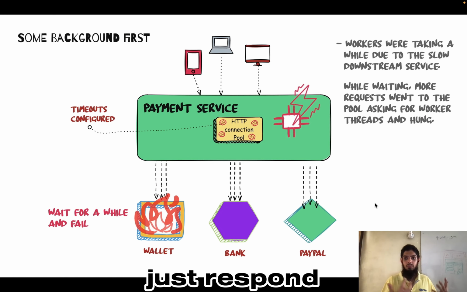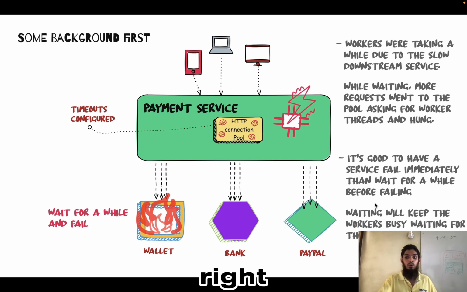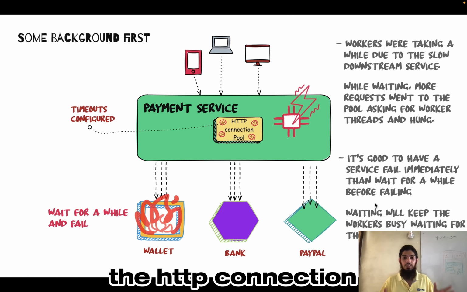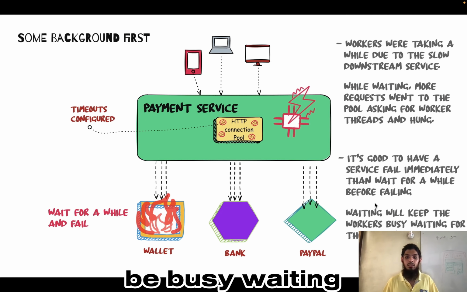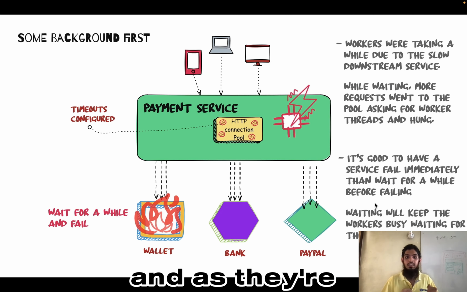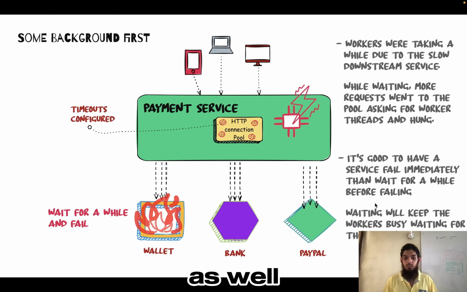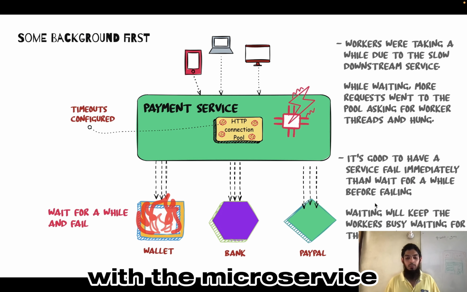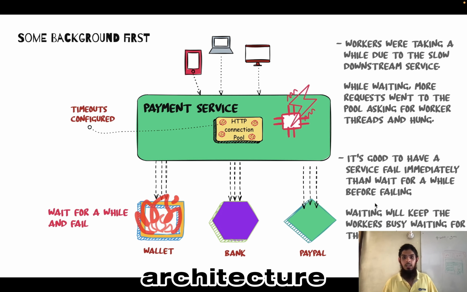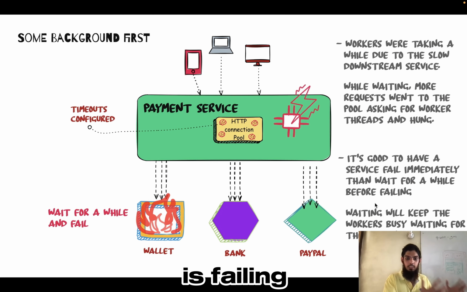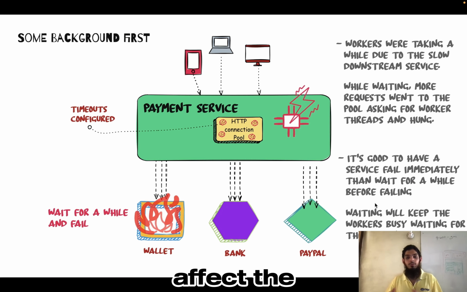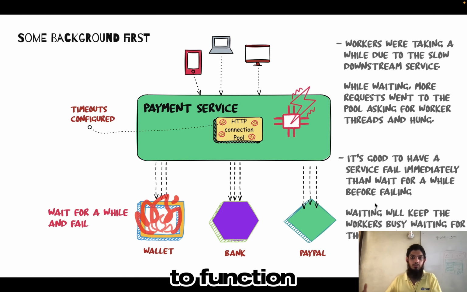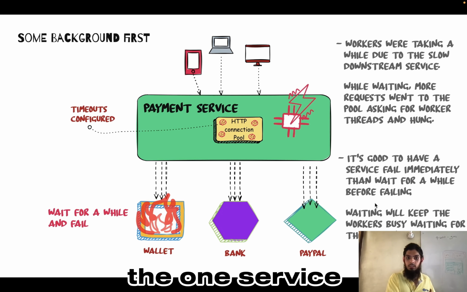because all the resources are being used waiting for the wallet service to respond. You would rather have a service fail immediately than wait for a while before failing, right? Waiting will just keep the workers busy. The HTTP connection pool workers will be busy waiting for the response, and as they're waiting, all the requests are waiting as well. And this has caused the entire payment service to fail, which is not what we want with the microservice architecture. With microservice architecture, if one service is failing, you don't want it to affect the other services. You want the other services to continue to function as you fix the one service.